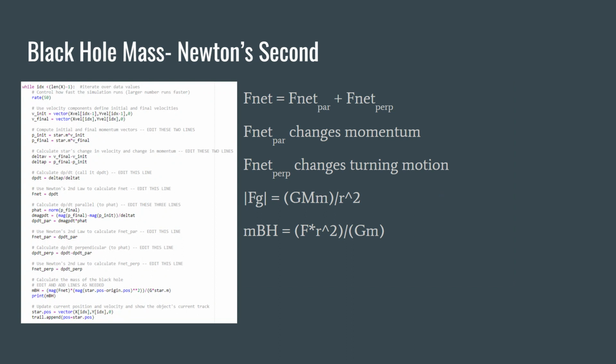For the calculation part, we had to apply Newton's second law by finding the two different FNet components. This is done by first finding the change in momentum and dividing it by delta t to find FNet, which is equal to dp dt. Then using that, we could split it into the perpendicular part and the parallel part. And then to find the mass of the black hole, we have to manipulate the gravitational force. And then we get mass is equal to force times r squared divided by G times m, as shown on the left.